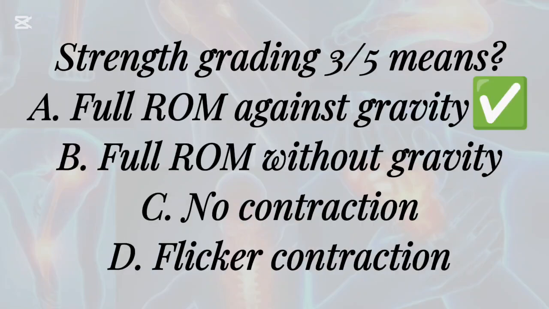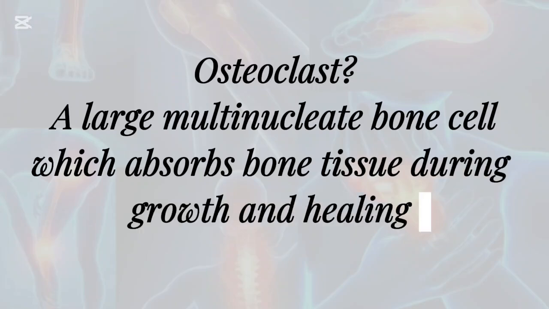Strength grading 3/5 means: A. Full ROM against gravity, B. Full ROM without gravity, C. No contraction, D. Flicker contraction. Osteoclast, a large multinucleate bone cell which absorbs bone tissue during growth and healing.